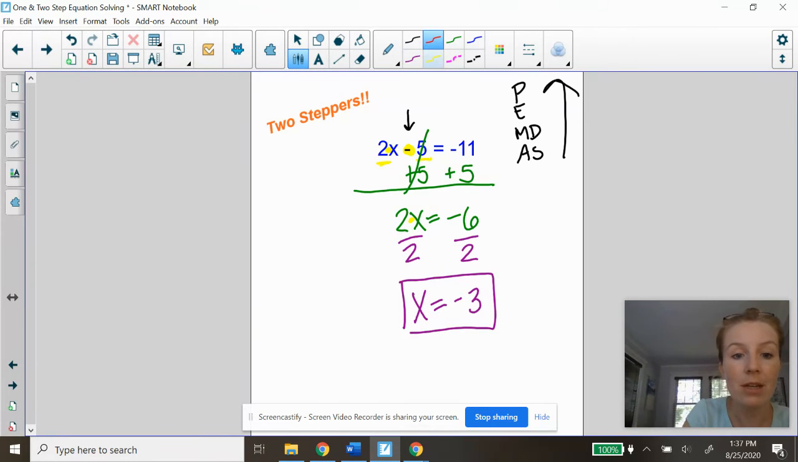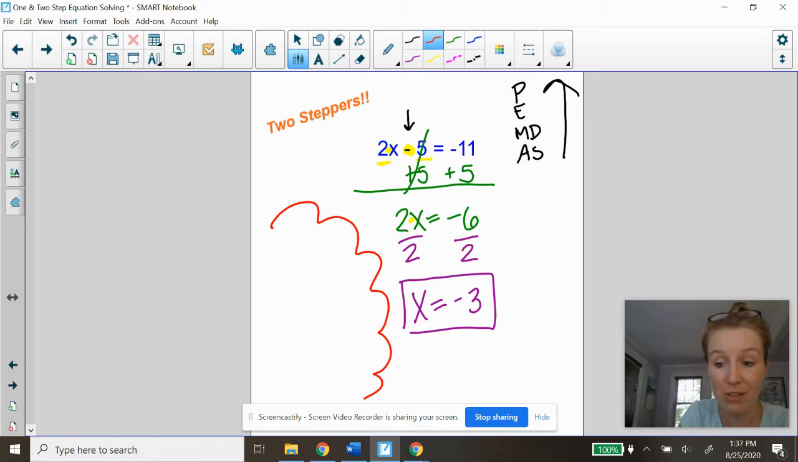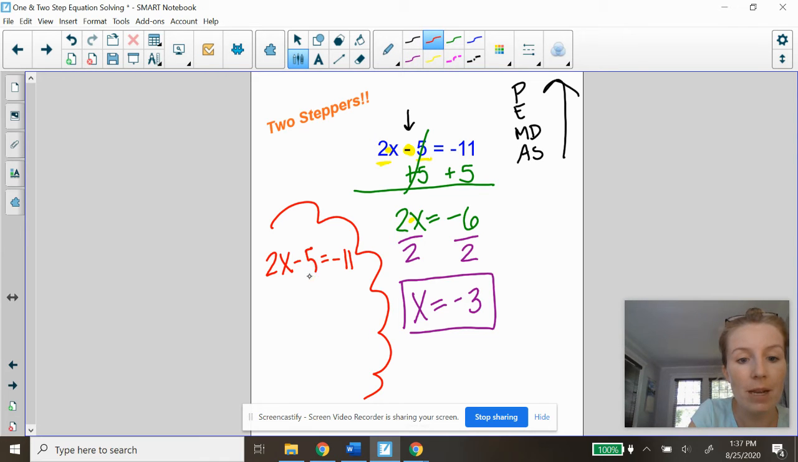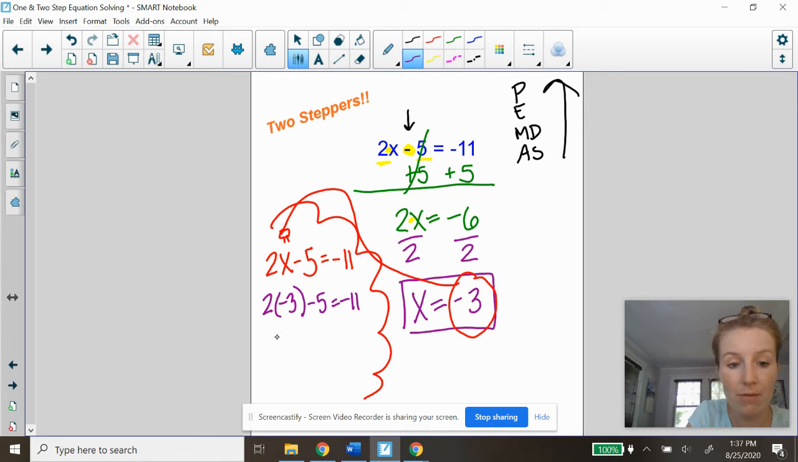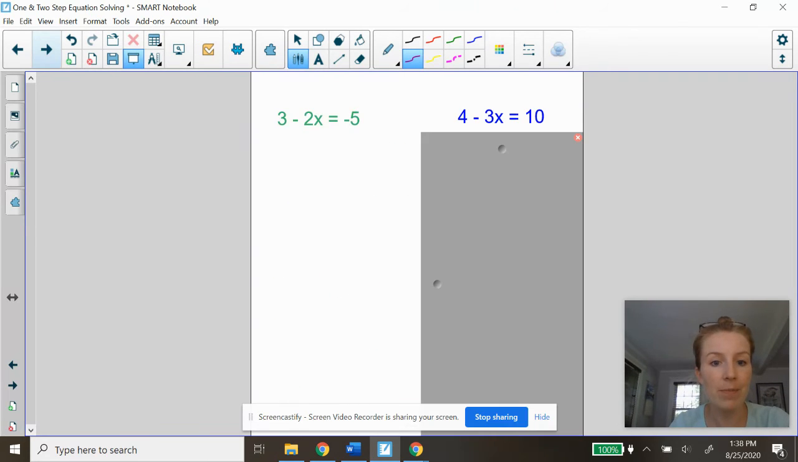Now, a quick side note, if you wanted to check your answer, meaning let me just double check that negative 3 really works, I would take my original equation of 2x minus 5 equals negative 11. Whoops, negative 5, sorry there. I'm going to take this value of negative 3 and plug it in to x, because that's what I solved for. So now I'm saying 2 times negative 3 minus 5 equals negative 11. Well, I know 2 times negative 3 is negative 6. Negative 6 minus 5 is in fact negative 11. So I did it correct. Feeling good. All right, let's move on.